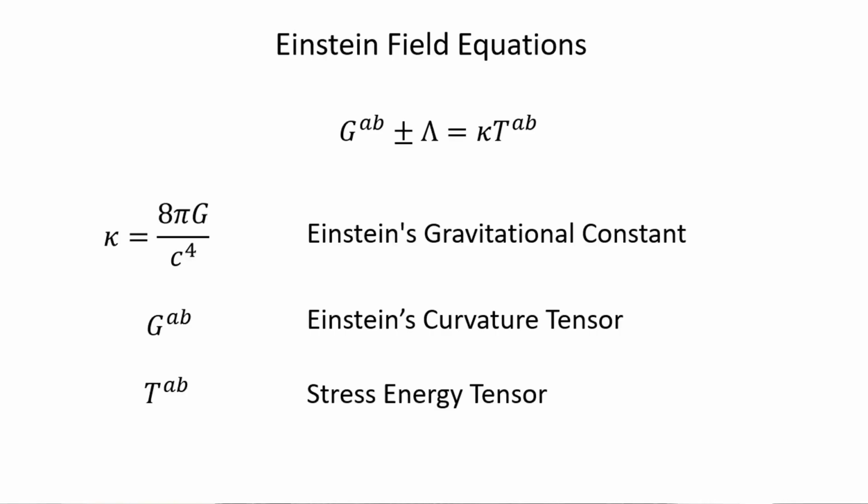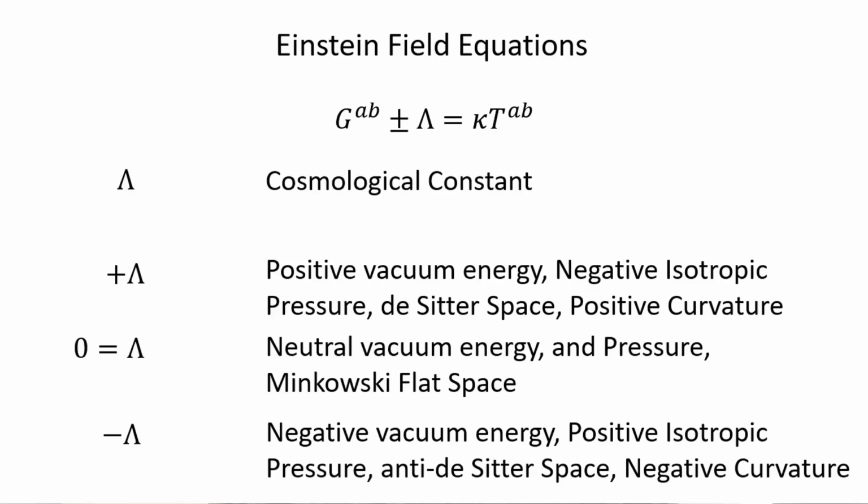On the right, we have the stress energy tensor that tells us how much energy is needed to curve space-time. Then we have the cosmological constant that tells us whether we're working with a vacuum energy system, and that can be either positive or negative.